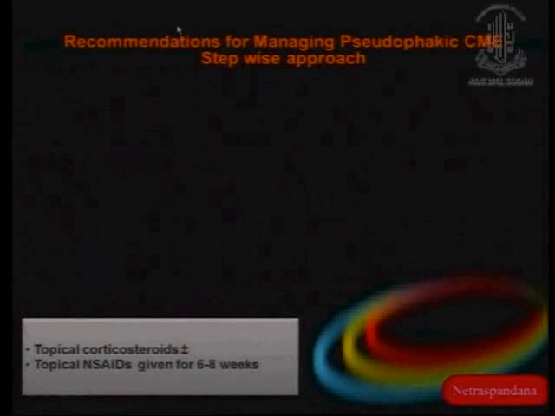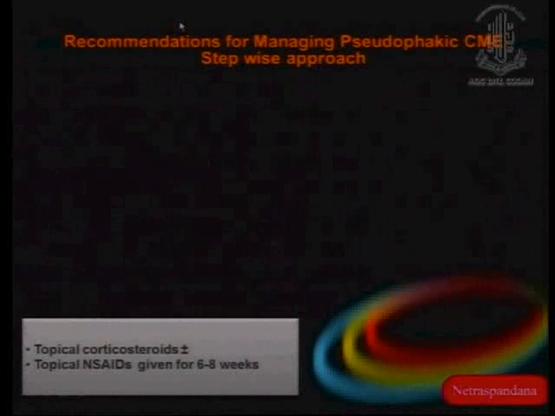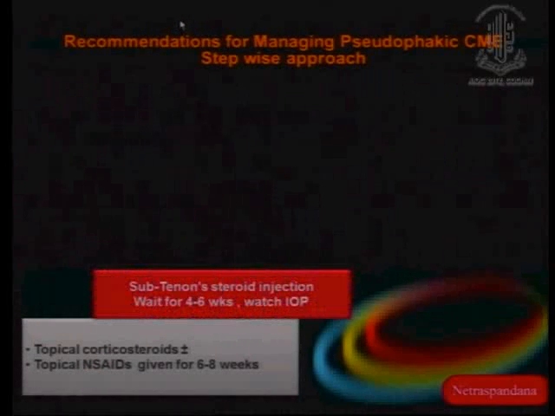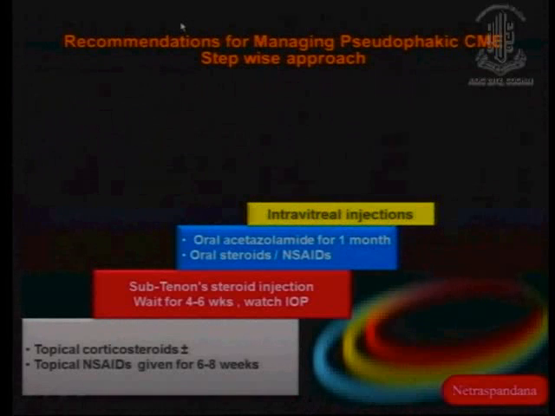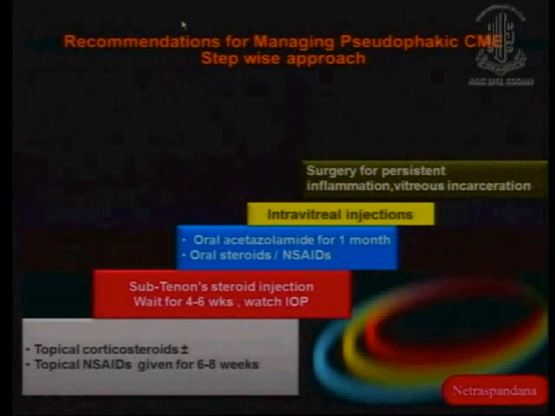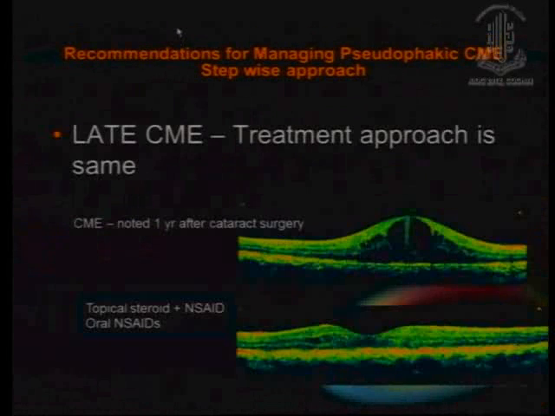Coming to the stepwise management approach, the mainstay of the treatment is still topical corticosteroids along with the NSAIDs. Give it for 6 to 8 weeks time. If it doesn't work, then you can think of giving a sub-Tenon's posterior injection. And if it still doesn't work, you can give a 1-month trial of oral acetazolamide, and then you should consider intravitreal injections. And for some situations, you may require surgery for persistent inflammation or a vitreous incarceration.